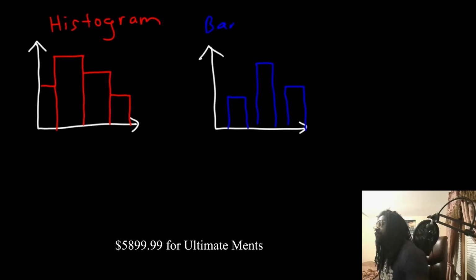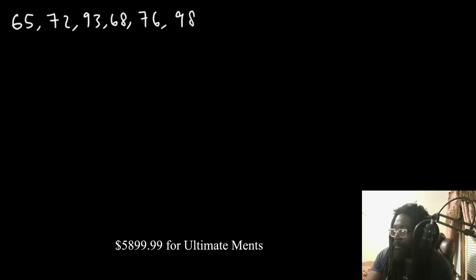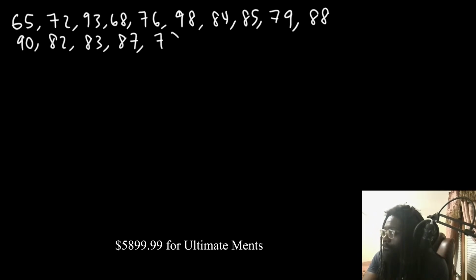But how do we go about taking a data set and making a histogram? So let's say we have the test scores of students in a typical class. Let's say the test scores are 65, 72, 93, 68, 76, 98, let's say 84, 85, 79, 88, 90, 82, 83, 87, and 78.